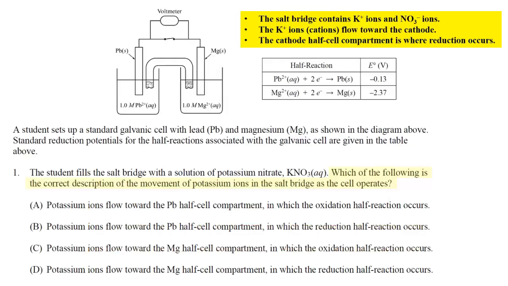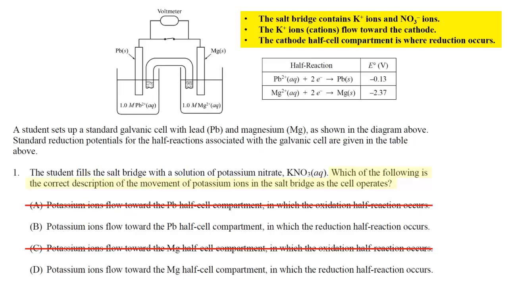Choice A and choice C indicate that that is where oxidation occurs, so we can eliminate those choices. We know that the potassium ions are flowing toward the cathode, where reduction occurs, so the correct answer is either B or D. All we have to do now is decide, is lead classified as the cathode, or is magnesium classified as the cathode?